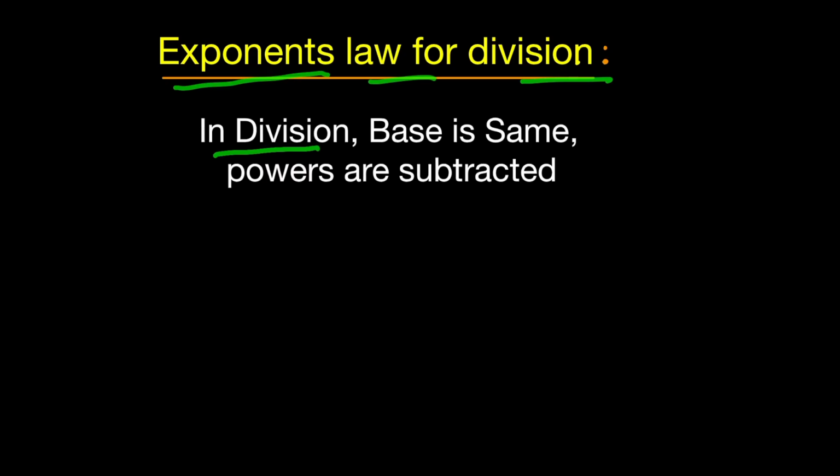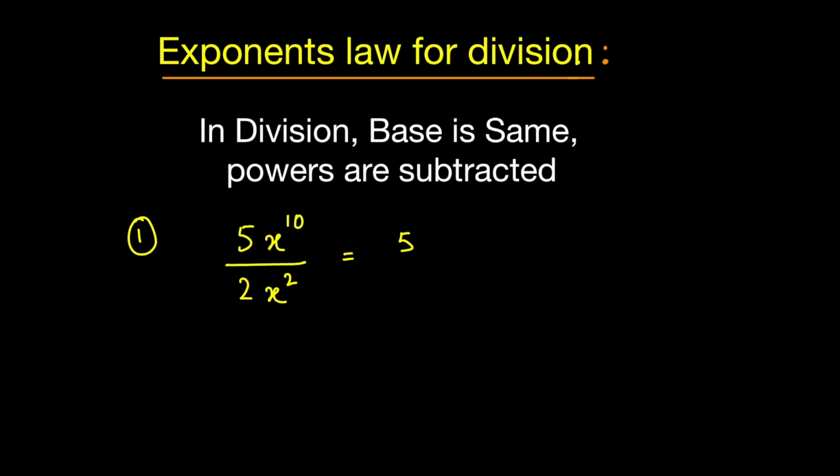In division, whenever the base is same, the powers will be subtracted. Now we take an example on this. Let us take 5x to the power 10 divided by 2x square. In this case the numbers are just divided the way it is, and here we see the variables have the same base, but they are divided, so we will subtract the powers. So we write x to the power, this power is 10 and the bottom power is 2, so we subtract it.